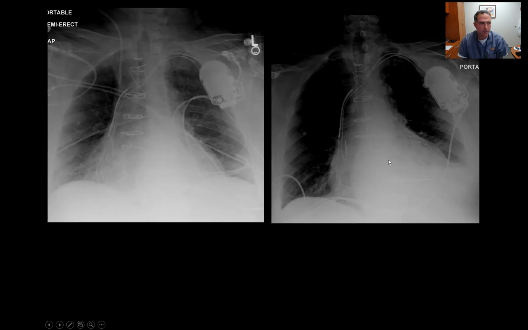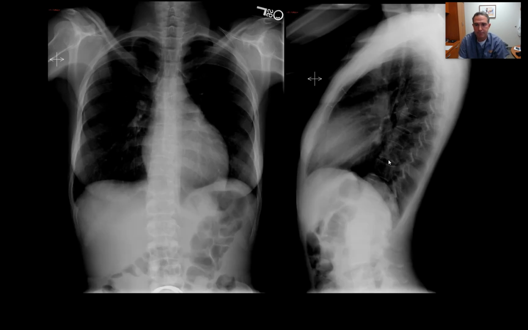And the way this question is typically formed is, what is the most common finding? And choices are air in the sternotomy, fractured sternal wires, and migration. But it's migration that you typically see. Choice C.